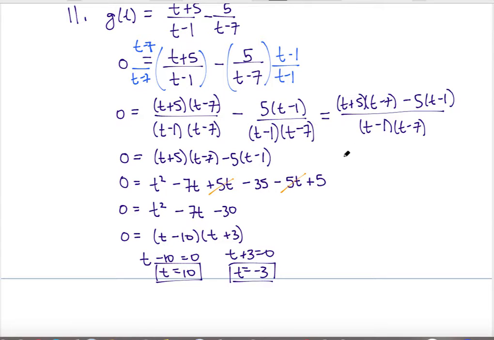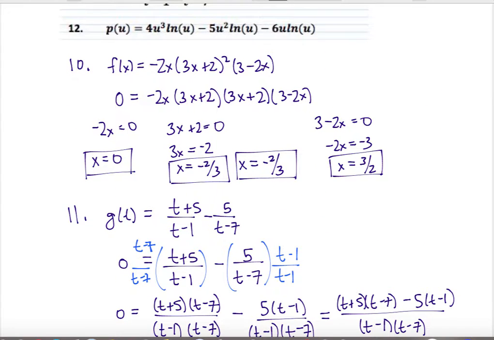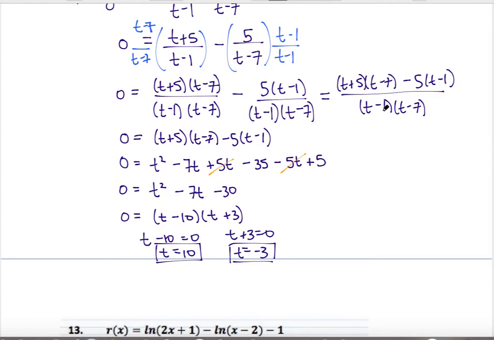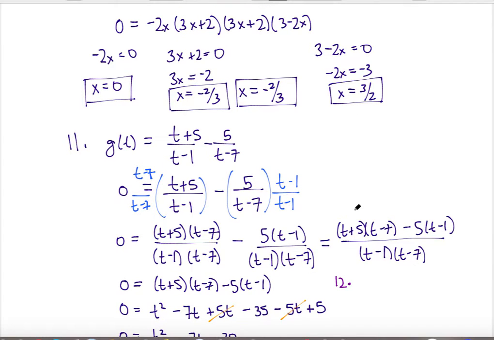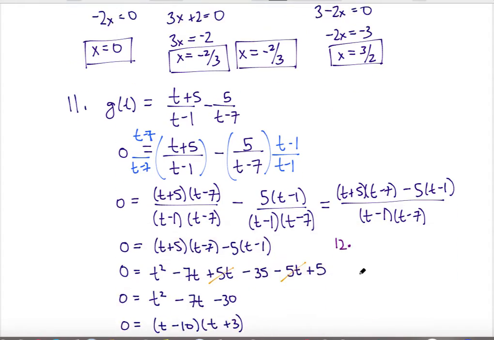So that's it for number 11. Now number 12 is actually not as difficult as it looks. I'm going to change color slightly so that we can see here because I'm a little short on room. So number 12, you have the expression 4u cubed.